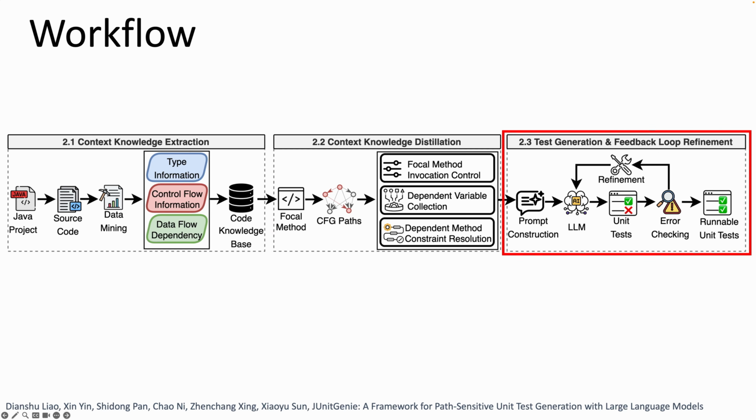Finally, the distilled context is composed into a structured prompt and fed to the LLM. Since the generated text may have compilation or runtime errors, JUnitGenie applies a feedback loop. It captures the error messages, refines the test, and repeats until we get a fully executable test.